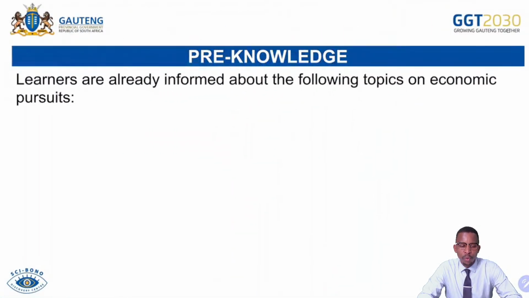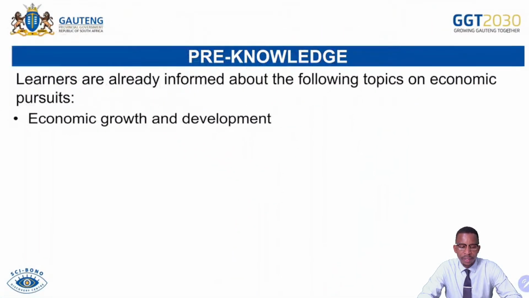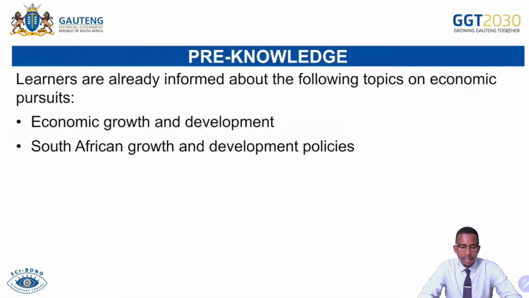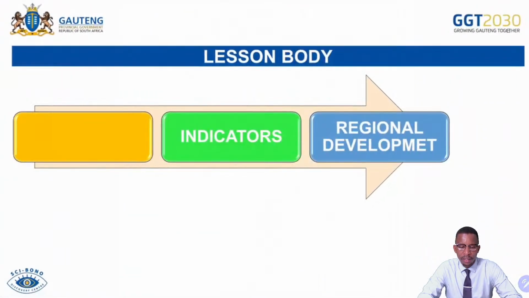So it is believed that you already know the following based on our previous content. Economic growth and development and economic pursuit is well known. South African growth and development policies are also known, have been discussed here. So in our lesson today, we have indicators as well as regional development.